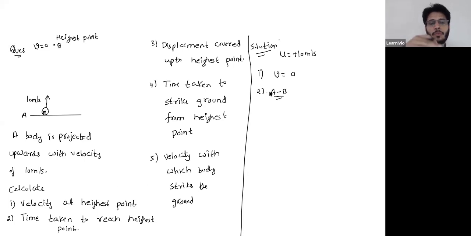So if I'm moving a body from A to B, then initial velocity is 10 meter per second. In free fall, the acceleration is minus g. It's minus 10 meter per second square.